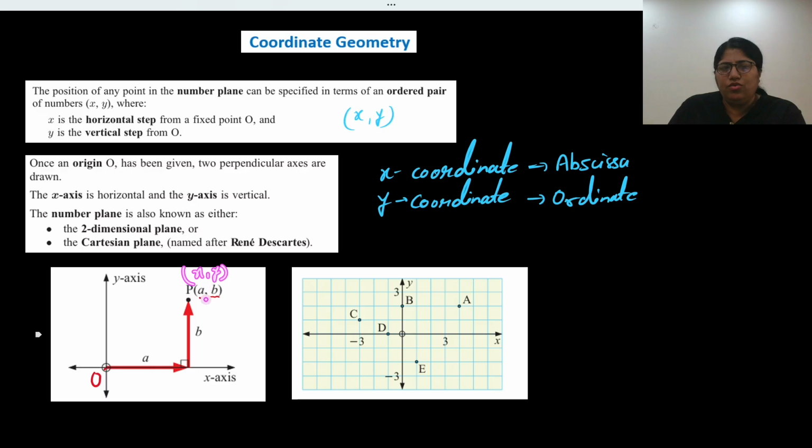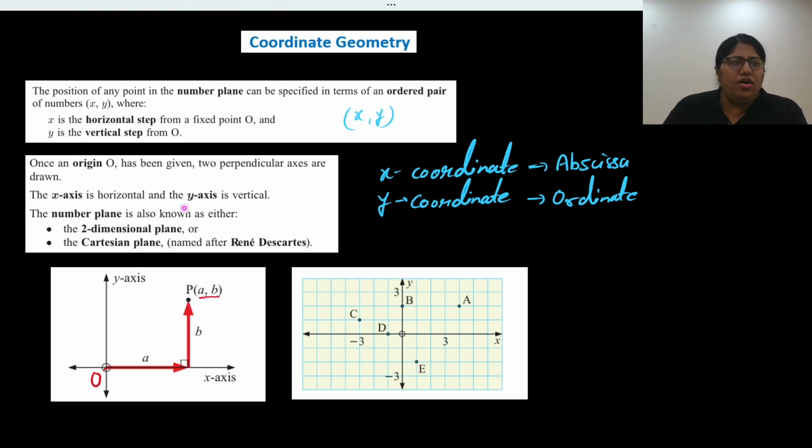The x direction movement is a units. So from the origin, I move a units to the right because it's positive. If it is negative, we will move left from the origin. Because a is positive, we move to the right, a units, and b units up, because it's the y direction vertical movement. So this is going to be the position a comma b.